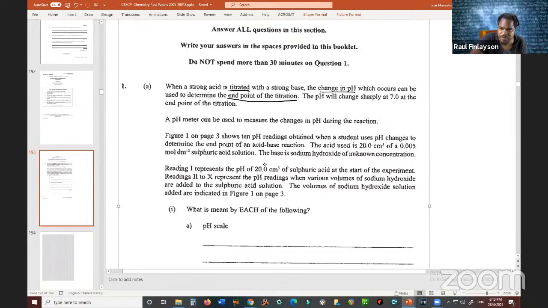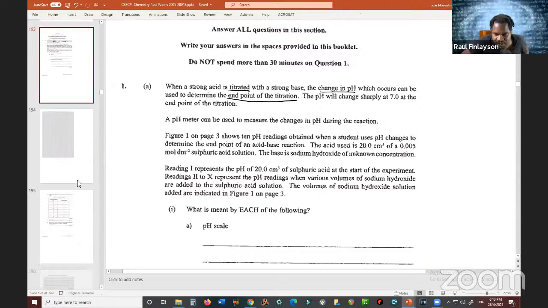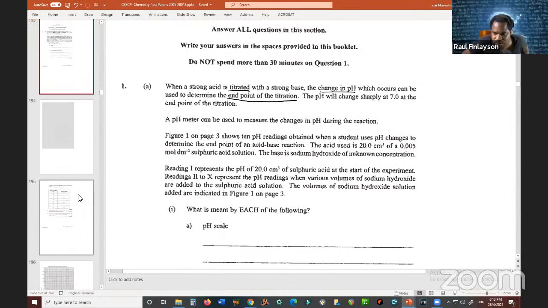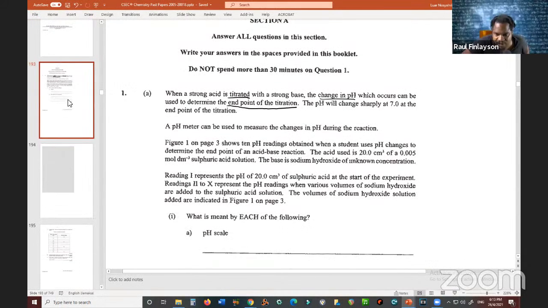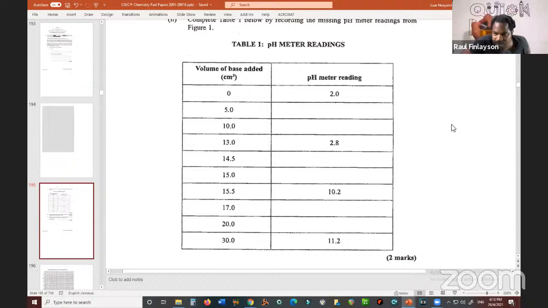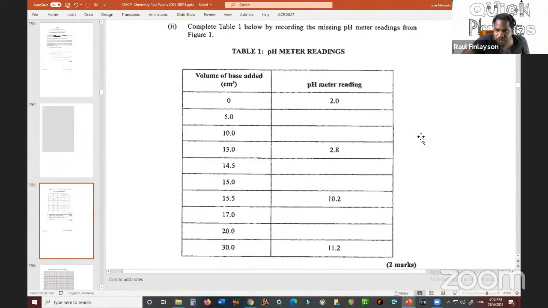Looking at titration, changing pH, underline the end point of titration, because these are things that they could ask you what they mean. But let's see what they do so far. All right. So a pH meter can be used to measure the changes in the pH during the reaction. Figure 1, and so they have what seems to be like a graph or a table, but all right. So figure 1 on page 3, and this looks like table 1.